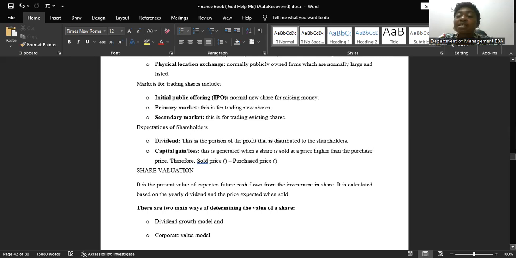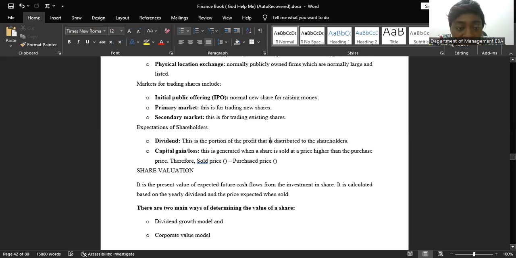Capital gain is when you bought shares, and the price at which you sell is higher than the price that you bought the share. Then we say you have made a capital gain. But when it is lower, then we say you have a capital loss.